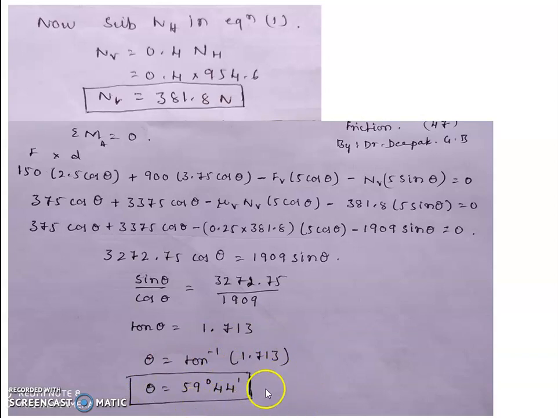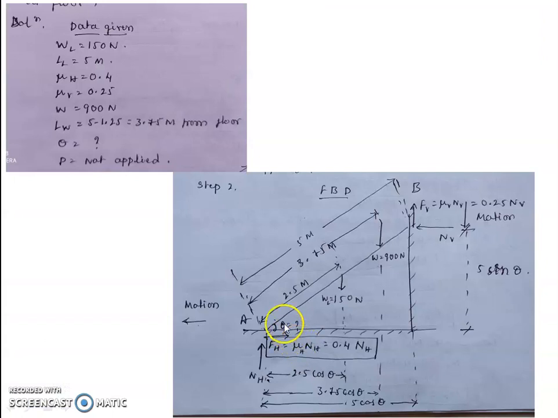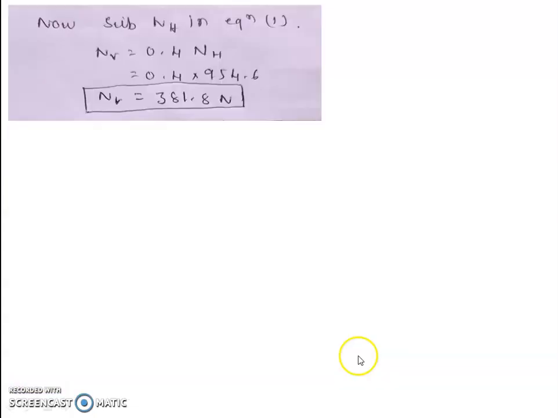This is the angle made by the ladder with the horizontal before sliding when I place the 900 Newton load. This is the theta made by this ladder with the horizontal, that is 59 degrees.